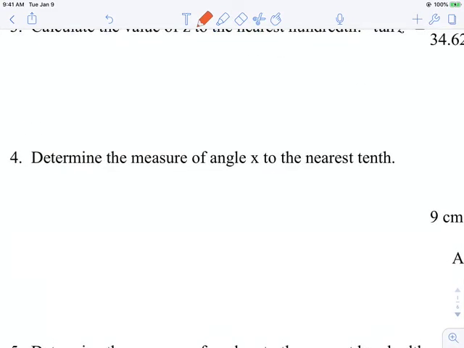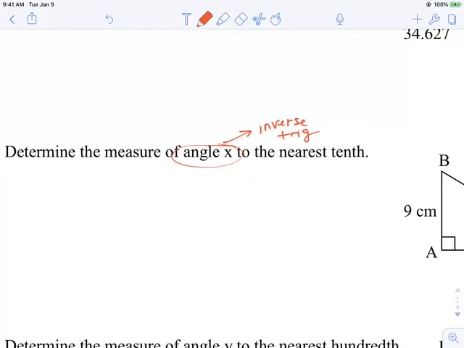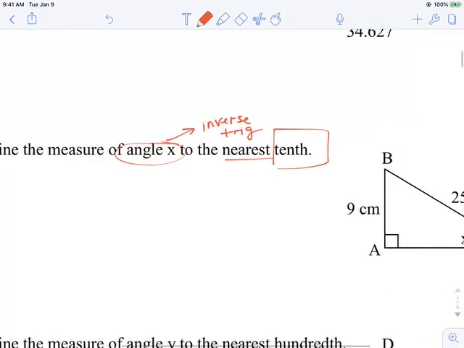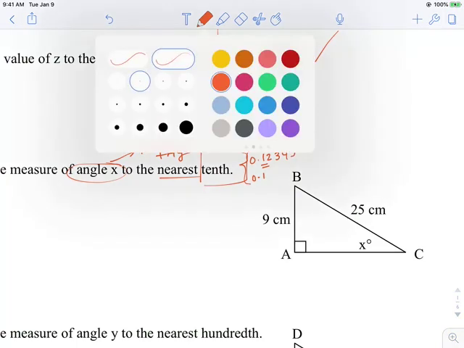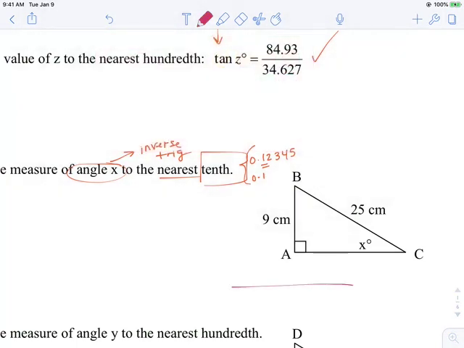Determine the measure of angle x. Angle x tells me I'm going to be using inverse sine, inverse trig. And let's see, determine the measure of angle x to the nearest tenth. So if you have 0.12345, the nearest tenth is this one. You're going to be rounding to this one. So in this case, I would say 0.1. Alright, so here's rounding to the nearest tenth. So let's try this. Angle x.